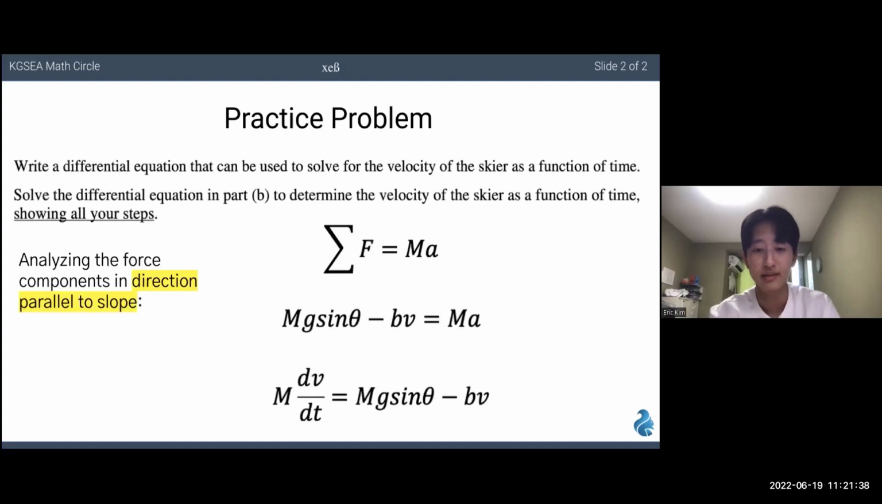Now, the problem asks to solve a differential equation to find the velocity function of the skier. Using the free body diagram from before, we know that the force component parallel to the slope is mg sine theta minus bv, where bv is the drag force. We can write ma as m times dv over dt in order to create a differential equation.